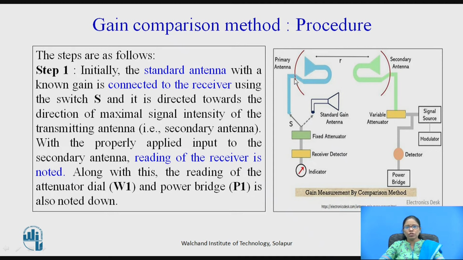In the first step, initially the antenna under test is connected to the receiver. This is connected to the receiver through the switch S, and it is directed towards the direction of the maximum signal intensity of the transmitting antenna, the secondary antenna. While properly applying input to the secondary antenna, the reading on the receiver is noted. Along with this, the reading of the attenuator dial pad is also noted. Let us assume that the attenuator dial pad reading is W1 and the power bridge reading is P1.